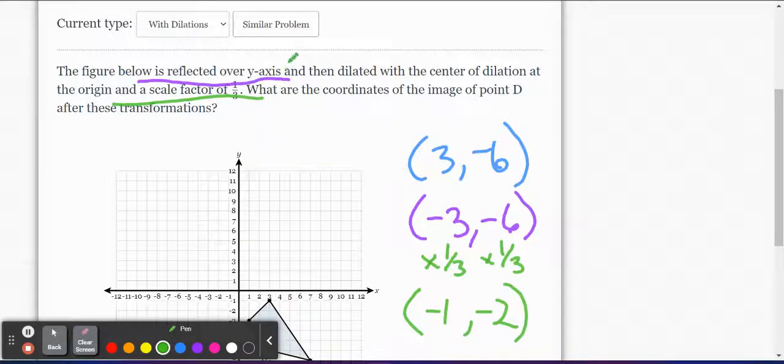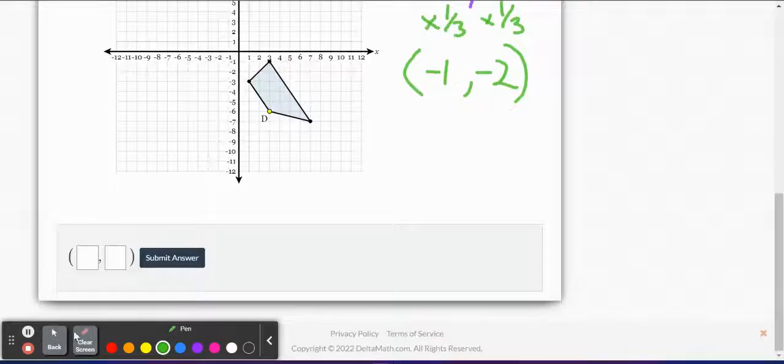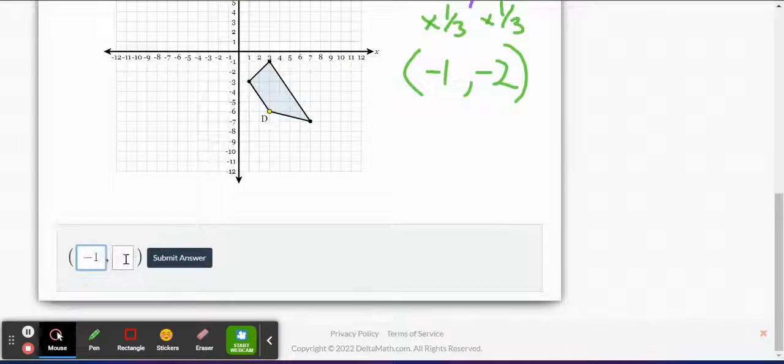All right. So it was close to what I had before. And actually, with those transformations, the order didn't matter. You could have done the dilation first, then reflected, and you would have gotten the same answer. So I could have stuck with the other answer I did before, and we got the same thing. So we have (-1, -2).